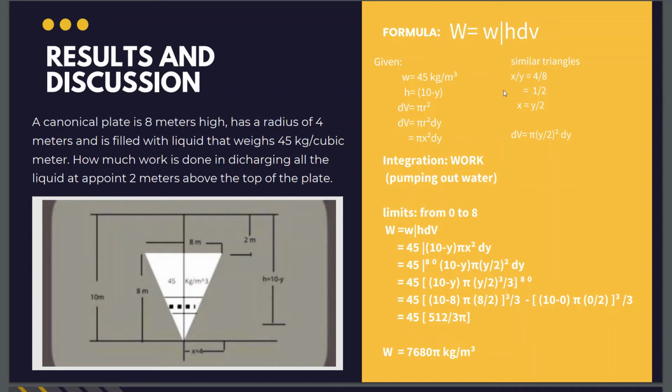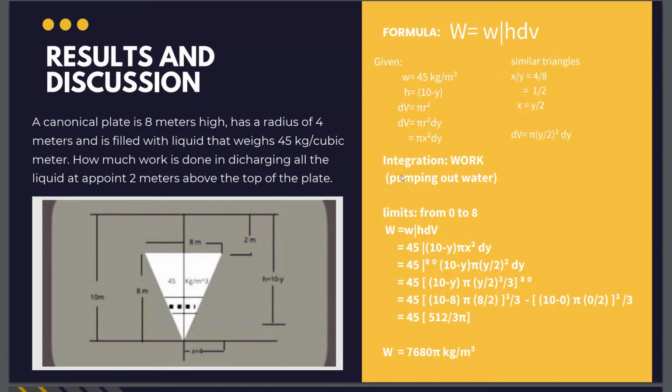So how do we get the derivative of volume? Here it goes. We have x over y. Our x is our radius, so we have 4 here. And we have y, which is 8, the height of the plate. As we simplify, we get 1/2, so x is equal to y over 2. So our dV is equal to pi times y over 2 squared dy.